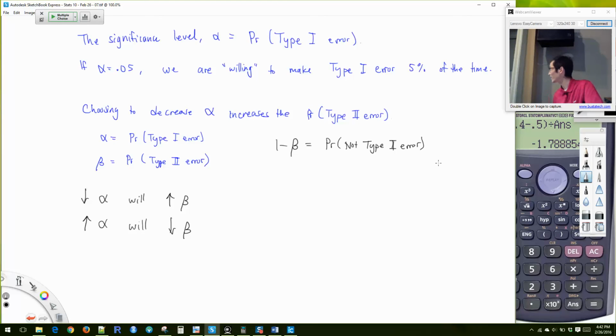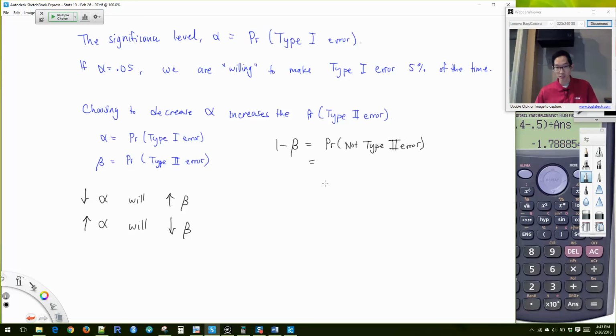So what is not committing a type 2 error? What does that mean? Can you tell that this is a 2? What does it mean not to commit a type 2 error? So let's think about this. A type 2 error was we chose not to reject the null when the null was false. So not doing that would be to reject the null when the null is false.